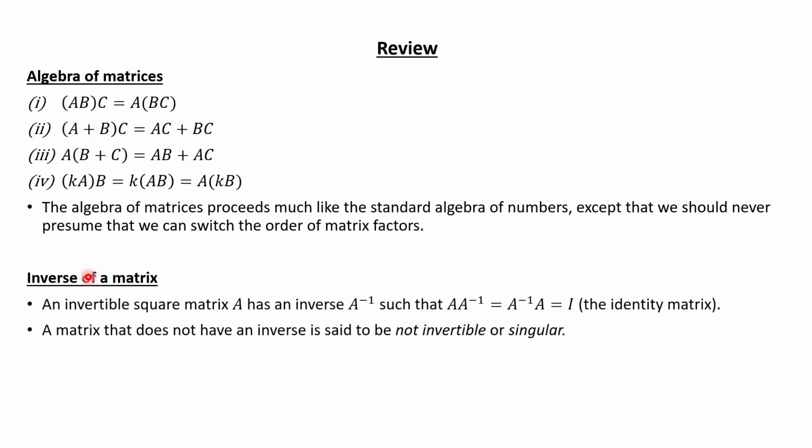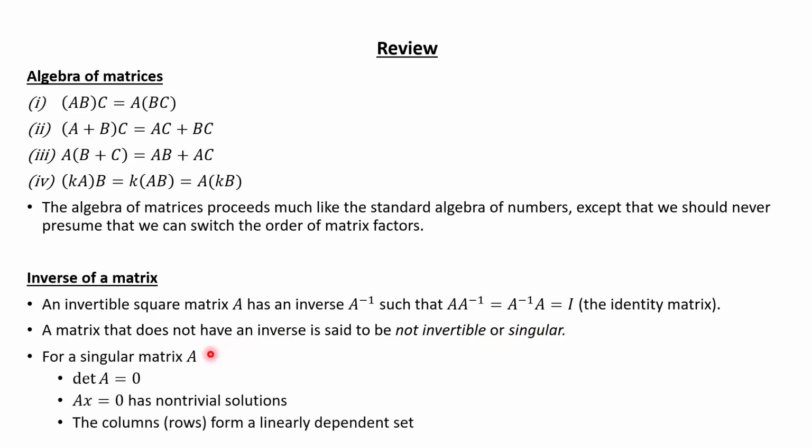The next thing to remind you about is the inverse of a matrix. An invertible square matrix A has an inverse, denoted A inverse, such that when you take A times its inverse, or the inverse times A, you get the identity matrix. A matrix that doesn't have an inverse is not invertible, or another way to say it is that it's singular. For a singular matrix A, the following are true. The determinant of that matrix is 0. If you have the equation A times x equals 0, there are non-trivial solutions. And also the rows or the columns form a linearly dependent set. These are things we've talked about in the past, but I'm reminding you about them.